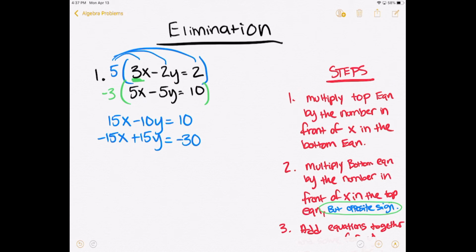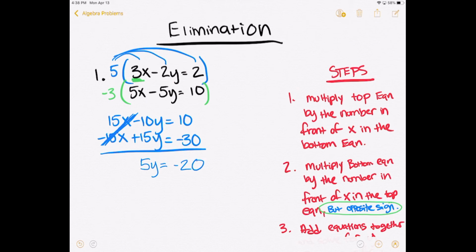When you're doing elimination, you're just trying to get the x's or the y's to eliminate when you add these two equations together. So like right now, I'm about to add these two equations together. And when I do that, the x's are going to eliminate. They're going to cancel each other out. And I'm going to add my y's together. So negative 10 plus 15 is 5y. And then 10 plus a negative 30, you get a negative 20.